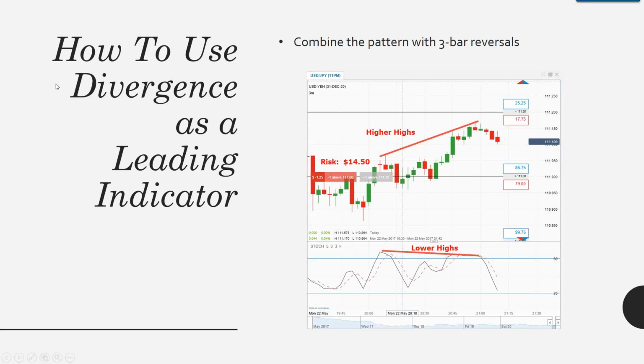Now, how do you use divergence as a leading indicator? I combine the pattern with a 3-bar reversal. Now, in this case, you can see that price is making higher highs, but the stochastics is making lower highs. Notice that I'm reading these on the reversal bars themselves. So here you have a reversal bar, here you have a reversal bar, and that's the point where I'm reading the divergence. In other words, before the stochastics even starts to turn good, I'm usually already reading whether we have divergence or not.